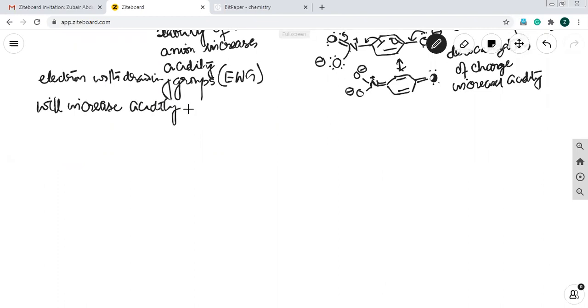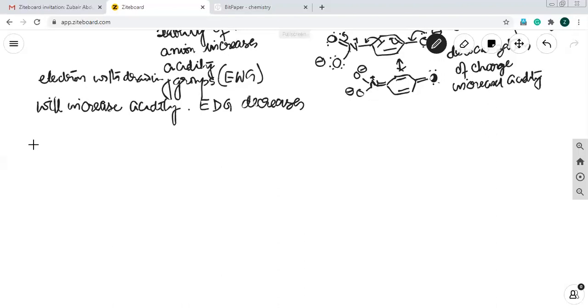While electron donating groups decrease it. This is what you have to remember. And I have already taught you how to find out whether a group is electron donating or electron withdrawing. That we have already discussed. Okay. Now let us see some of the reactions of phenols.